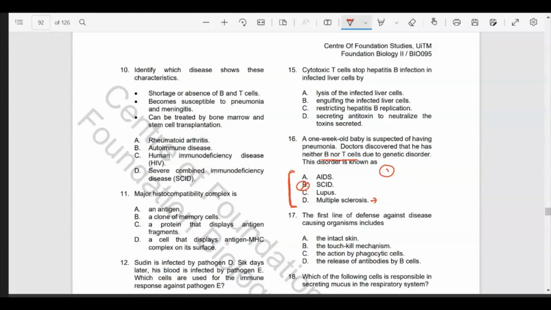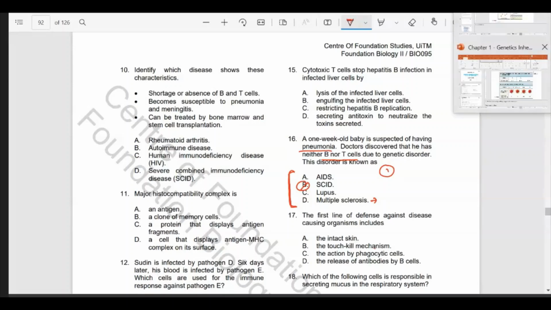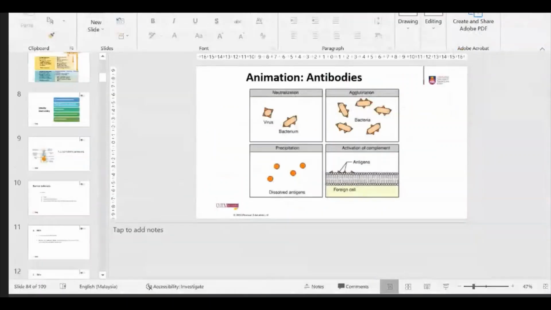B and T cell, as we know, are the two lymphocytes involved in the third line defense, acquired immunity, which is to protect your body against specific pathogen. Okay, so kalau tak ada, macam mana badan awak nak protect against specific pathogen that might cause pneumonia, for example. Okay, so the answer is SCID. So if you can refer to your notes, dia ada dekat slide hujung-hujung.